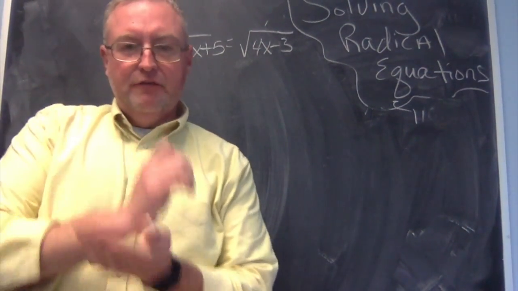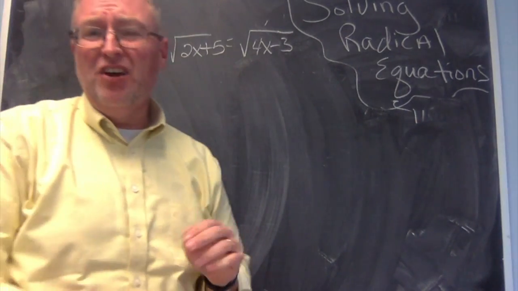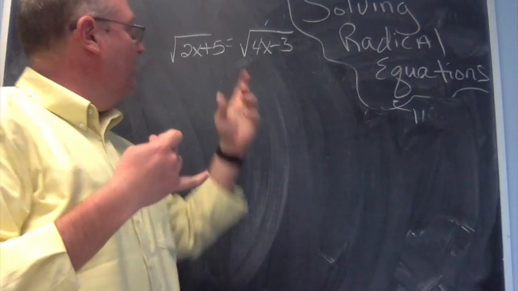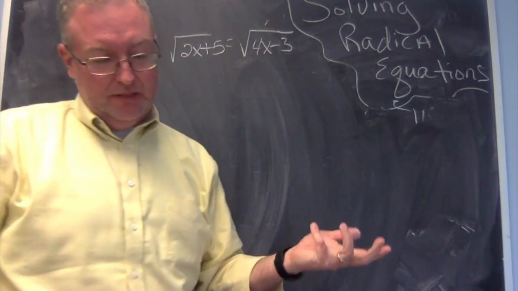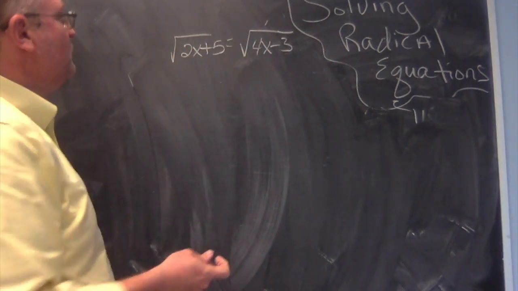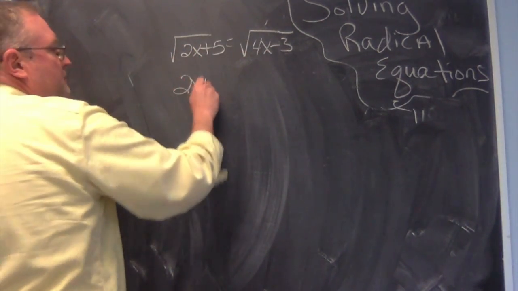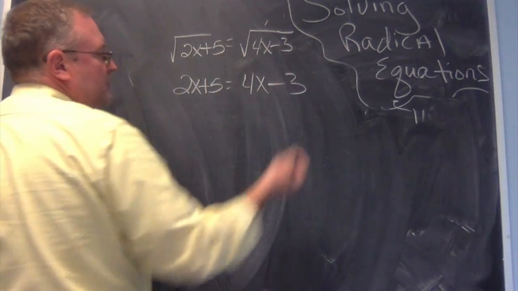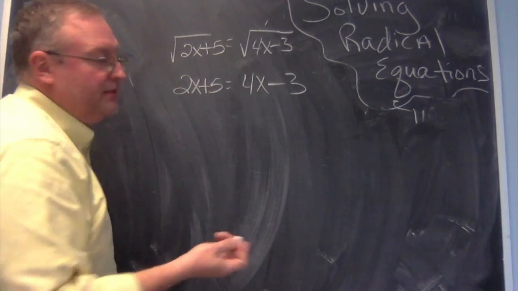Now, to get rid of the square root, you have to square it. I hate chalk. Did you know that? The radicals are isolated all by themselves, so I don't have to move anything. So I have to square that and square that. If I square this, what do you get? You get 2x plus 5. If I square this one, what do you get? 4x minus 3. Pretty easy.